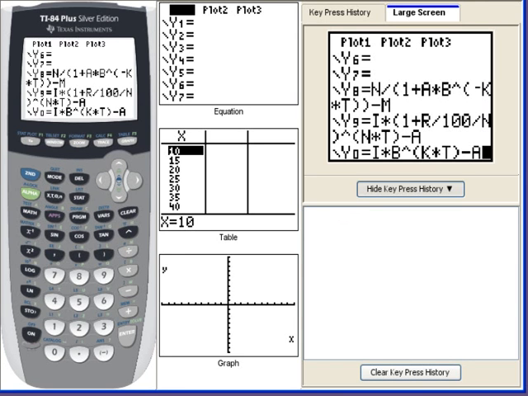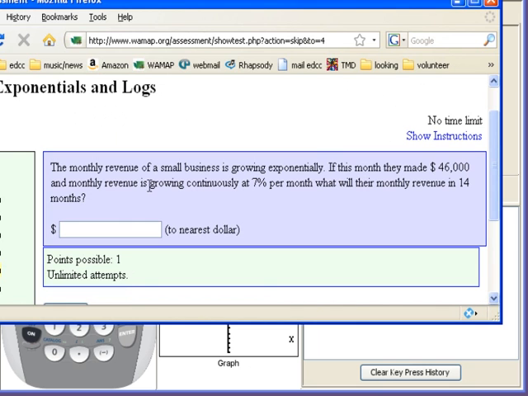Okay, so here's the question I'm going to answer. The monthly revenue of a small business is growing exponentially. They start at 46,000. It's growing continuously. That tells me that the base is going to be e. And at 7% per month, this tells me this is the rate constant, and for 14 months. And I notice that the rate and the time are the same unit, month and month. That's good. That means I don't have to do any conversion between those two.